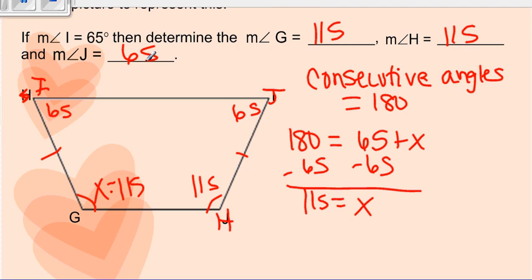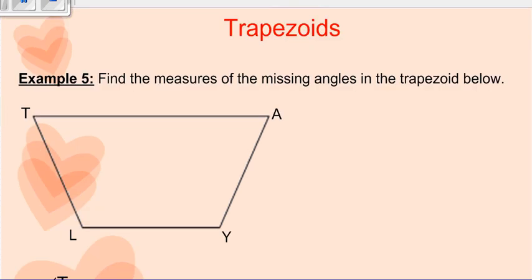I would like you to please try example number 5 there on your own, and I'm going to check that in class, and we'll talk about it as well.